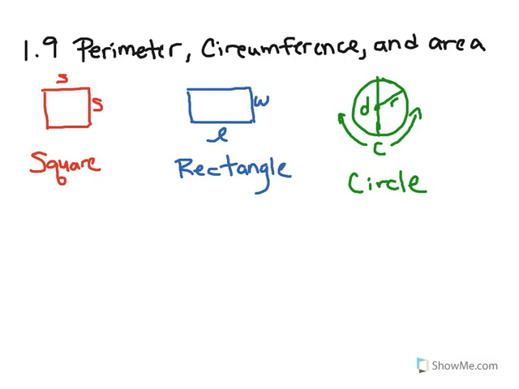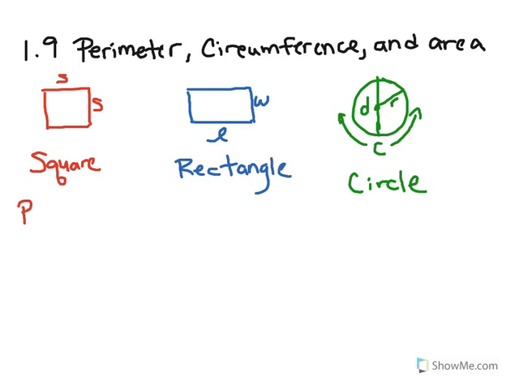This is lesson 1.9, which talks about perimeter, circumference, and area. And we are going to focus on these three main figures. When we talk about a square, we should already know that all the sides of a square are congruent. They have the same exact length.